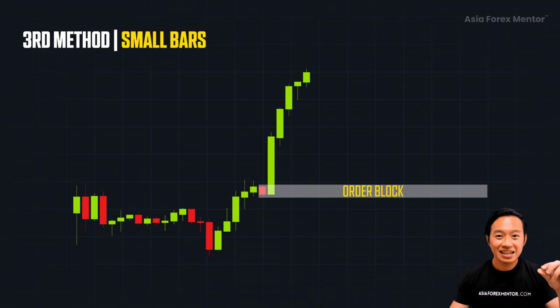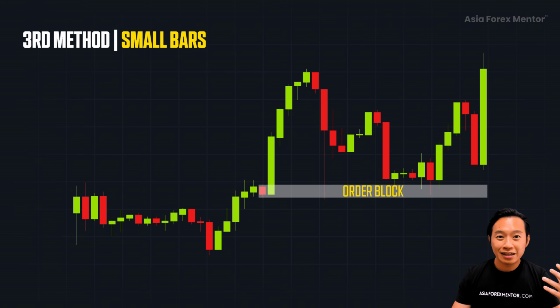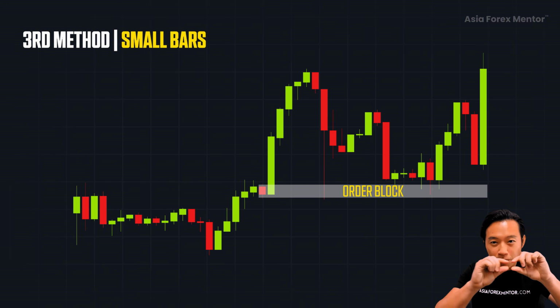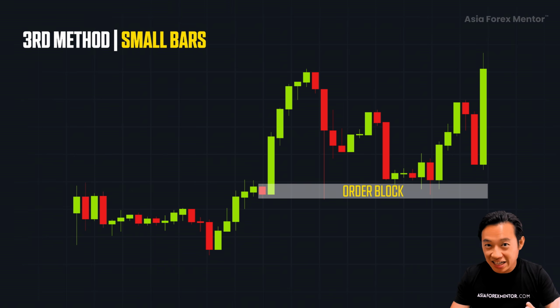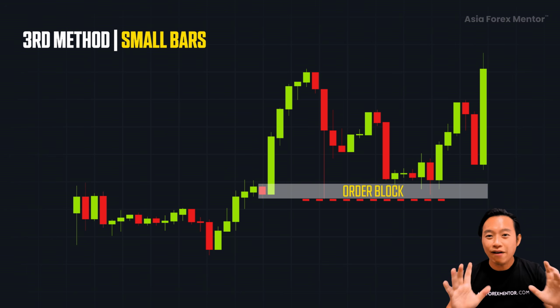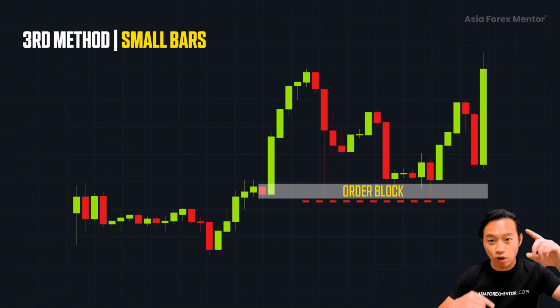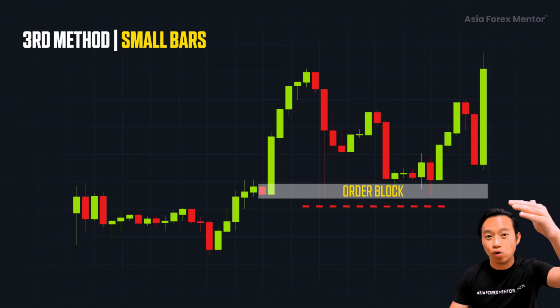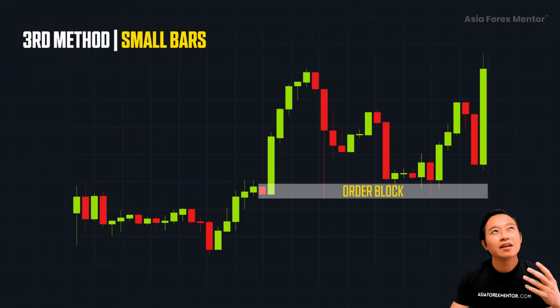And there's a chance that price will mitigate this zone and respect the low. But because the order block is so small, it's going to be pretty risky if you just place your stop loss right below this order block. So therefore, we can either set a wider stop loss or consider a broader zone on both sides itself. So now, here's the thing.